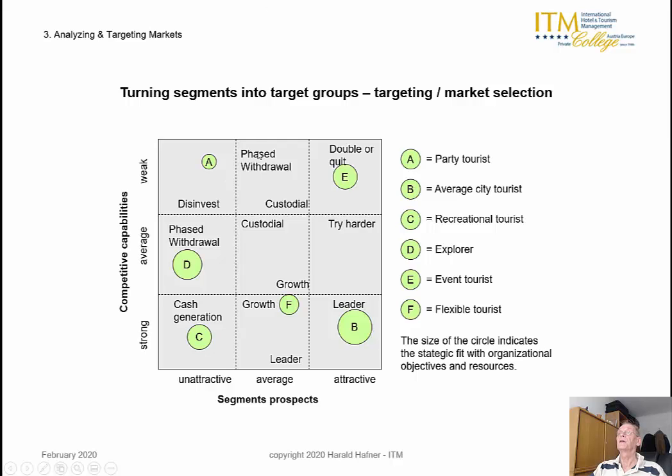Then we have something called the phased withdrawal. Segments in this category are unlikely to earn any significant amounts of cash. The recommended strategy is designed to help realize the value of the assets on a controlled basis to make the resources available for redeployment elsewhere. So don't waste your money and get out of the business.